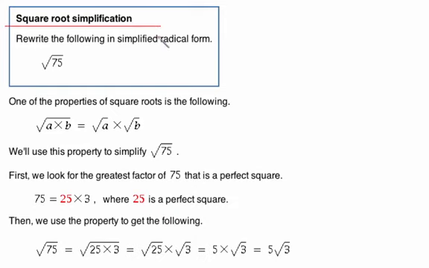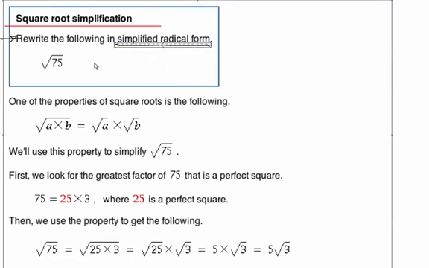Square root simplification. Here's our problem. It says to rewrite the following in simplified radical form. Okay, so radical 75, or the square root of 75.